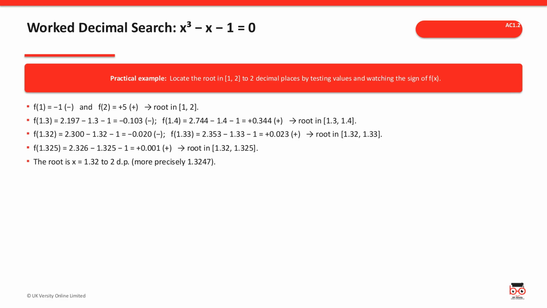Now let's actually hunt that root down to 2 decimal places by watching the sign of f of x. We know it's between 1 and 2, so we close in. f of 1.3 comes out at about minus 0.103, still negative, while f of 1.4 is plus 0.344, so the root is now between 1.3 and 1.4. Squeeze again, f of 1.32 is minus 0.02, and f of 1.33 is plus 0.023, trapping it between those two, and f of 1.325 tips just positive at plus 0.01. So to 2 decimal places, the root is 1.32, or more precisely 1.3247.